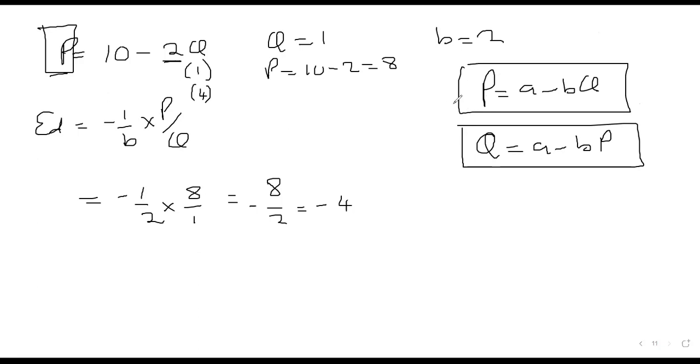So if the demand function is given by P, the formula for elasticity of demand is what? -1/B times price over quantity. If the function is given as Q, the elasticity will be negative B times price over quantity.